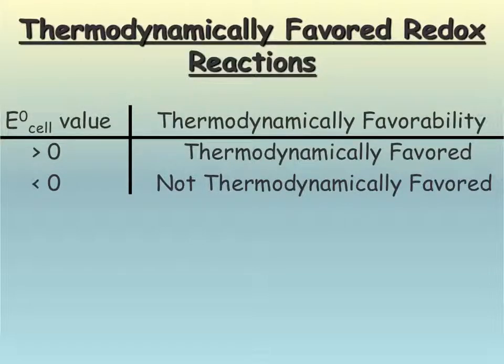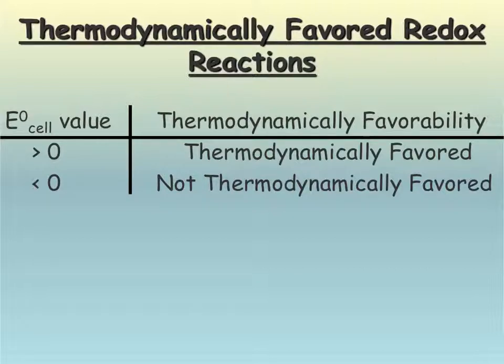All right, in this podcast, we're going to talk about the relationship between Gibbs free energy and our cell potential for a galvanic cell. We've already talked previously in the year about thermodynamically favored reactions. Those are ones that have a negative delta G.